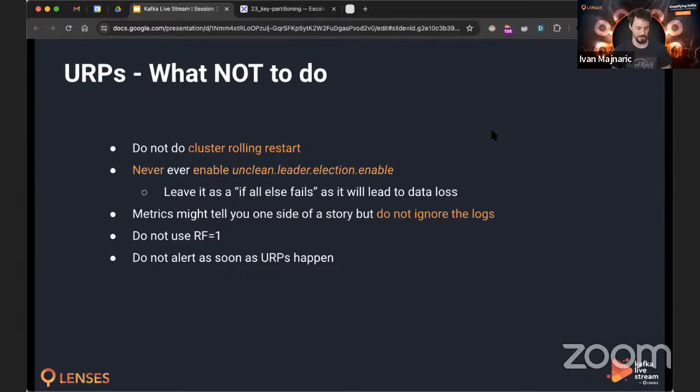As soon as under-replicated partitions happen, I've seen it too many times, people try to immediately roll restart the cluster. As much as some people advise it on the internet, I wouldn't really advise it, because there's nothing good that can come out of it. You're just hiding the problem, like in your life. If there is a problem in front of you and you put it under the carpet, or you don't want to discuss it, it's going to reappear sooner or later. It's going to bite you. So don't do the rolling restart to try to fix something quickly.